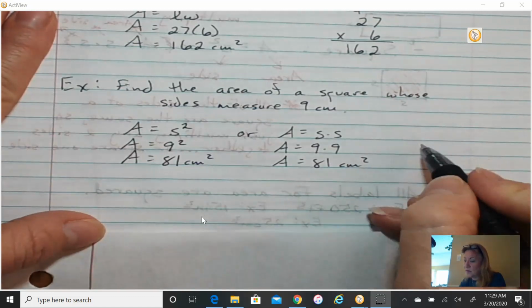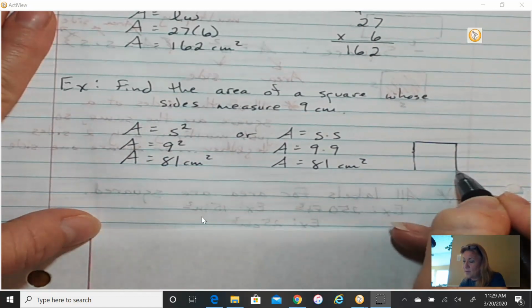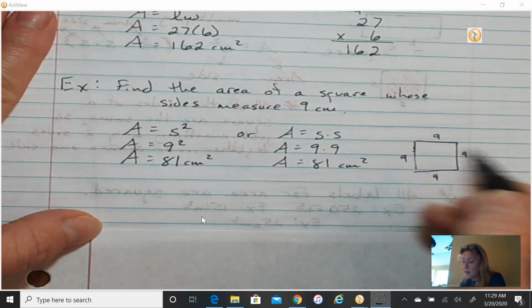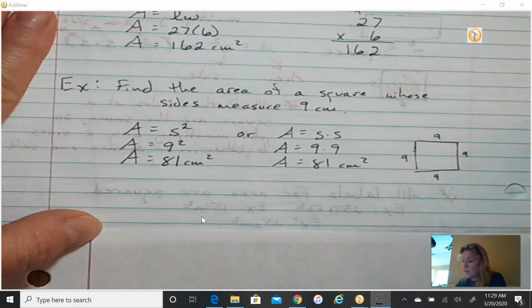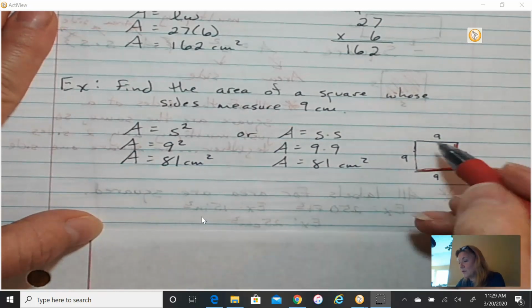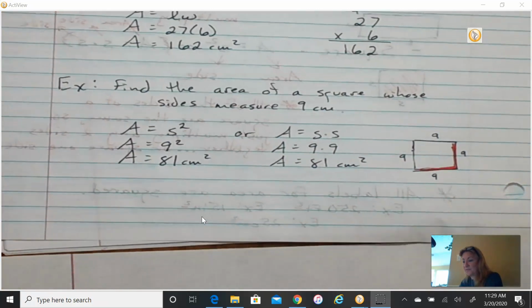Okay, because remember, if it's a square, every side is the same. This is 9, 9, 9, 9. And you only need 2 sides. This one and this one, or this one and this one, whichever, just those two, and you multiply together.